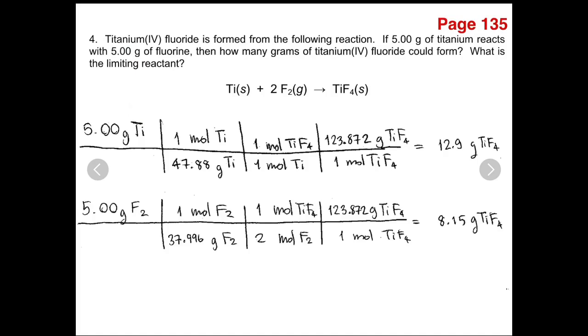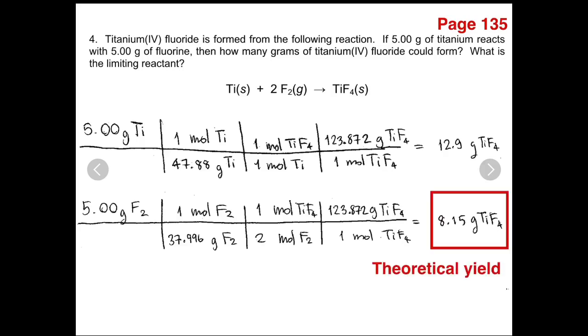So that means you will need to also calculate for the second reactant as well. Okay, so grams to mole, right? Mole to mole using the mole ratio, and then using the molar mass. Okay, together, these two, right? You are going to see two different amounts of titanium fluoride. Which one could form exactly?